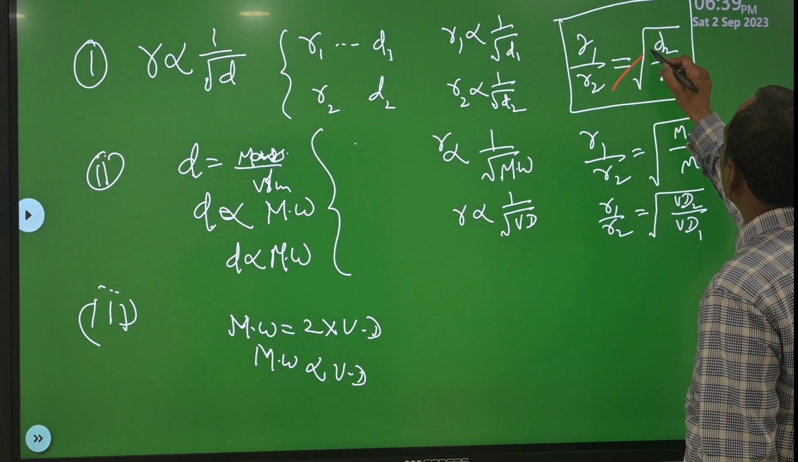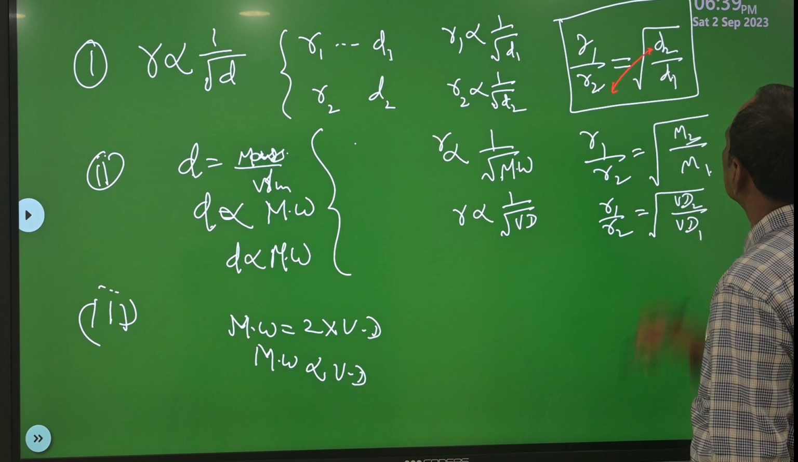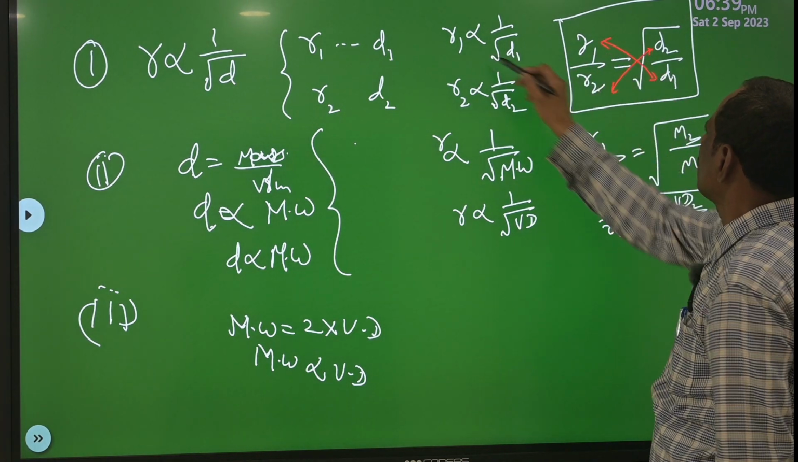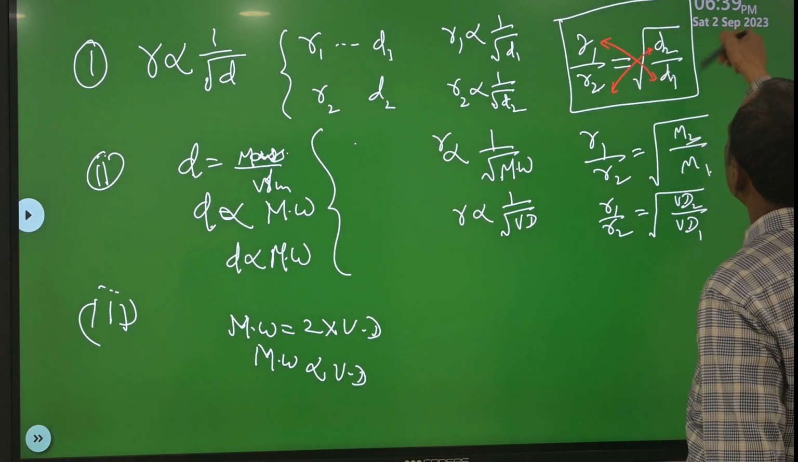So R1 and D1 are inversely related. Here, R1 and D1, because those are inversely related, R1 by R2 is equal to root D2 by D1.